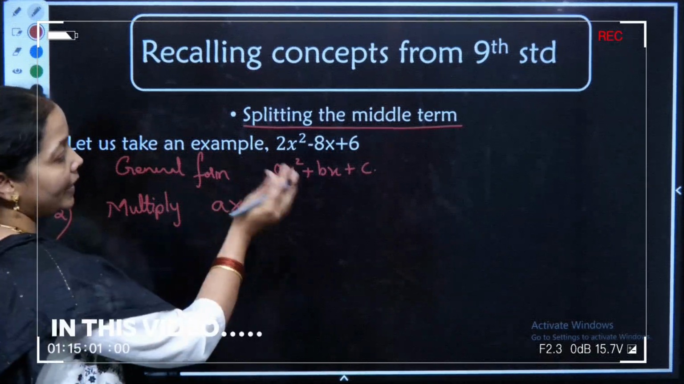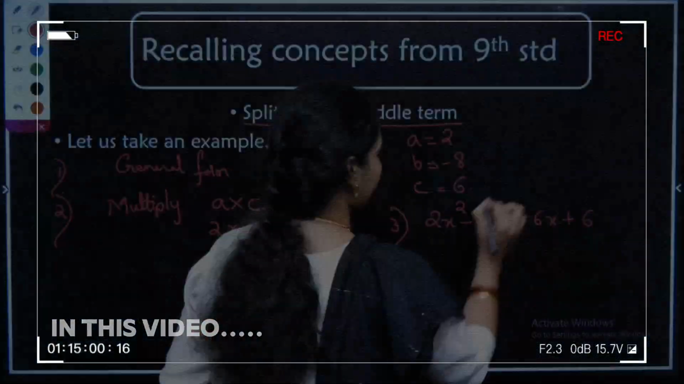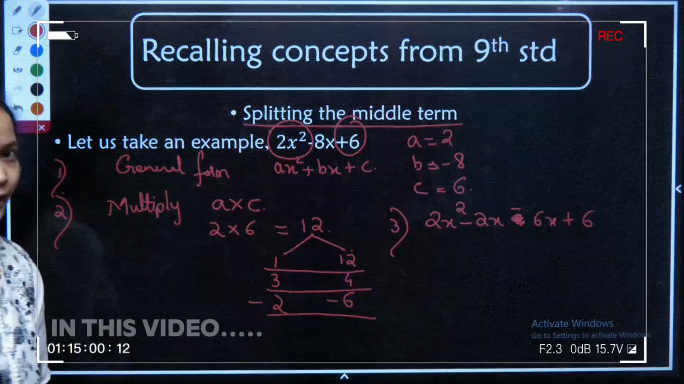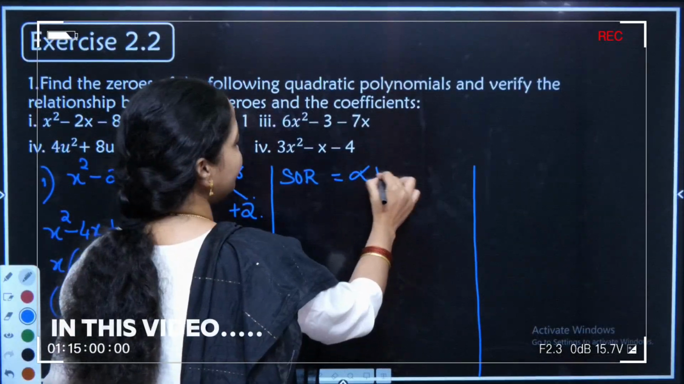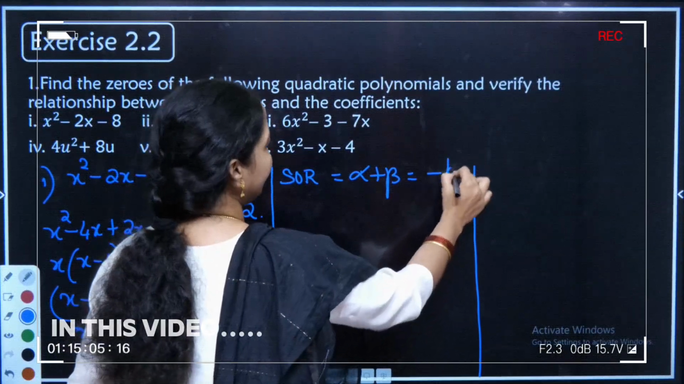I will multiply a and c from the original equation. Both are negative, then only I'll get negative 8, right? Alpha plus beta is negative b by a.